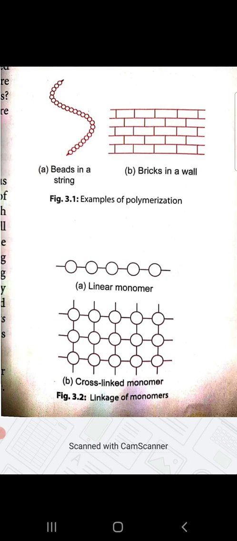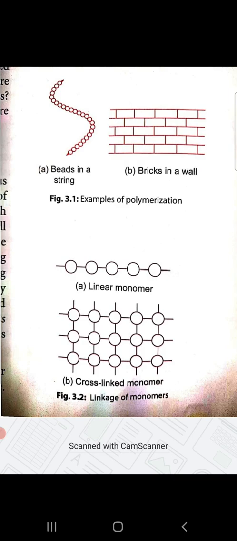Another example can be bricks in a wall. A brick is a single unit. It can be considered as a monomer, and when many bricks are put together using the cement, the wall forms the polymer. Okay. Similarly, synthetic fibers are formed from the repetitive units of monomer and they form polymers from which the synthetic fibers are prepared. Students, this process of combining monomer units into a large polymer is called polymerization. The monomers could be in a linear chain or they could be cross-linked.